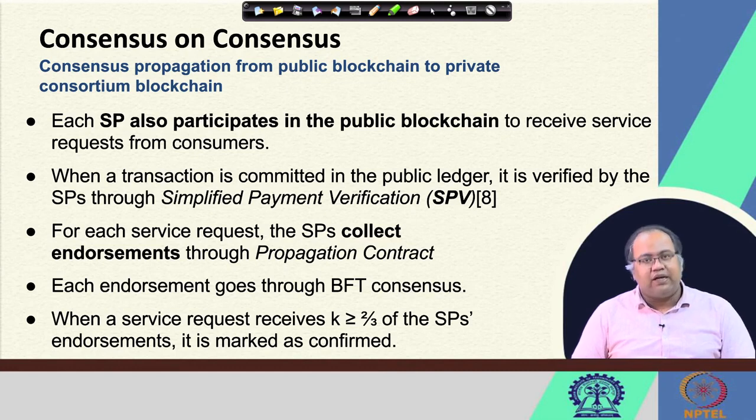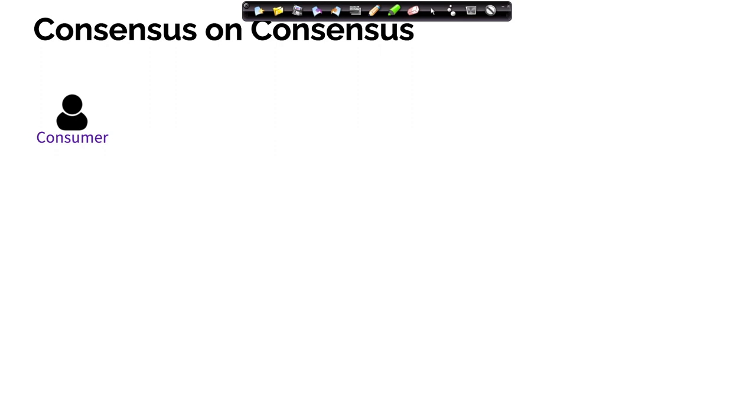When a transaction is committed in the public ledger, it is verified by the service provider through simplified payment verification. SPV is a standard protocol that we utilize here. For each service request, the service providers collect endorsement through a smart contract which we call a propagation contract. Each such endorsement goes through a BFT consensus, and when a service request receives more than 2/3 of the service providers' endorsement, that is our typical requirement of quorum in a Byzantine faulty environment, it is marked as confirmed.